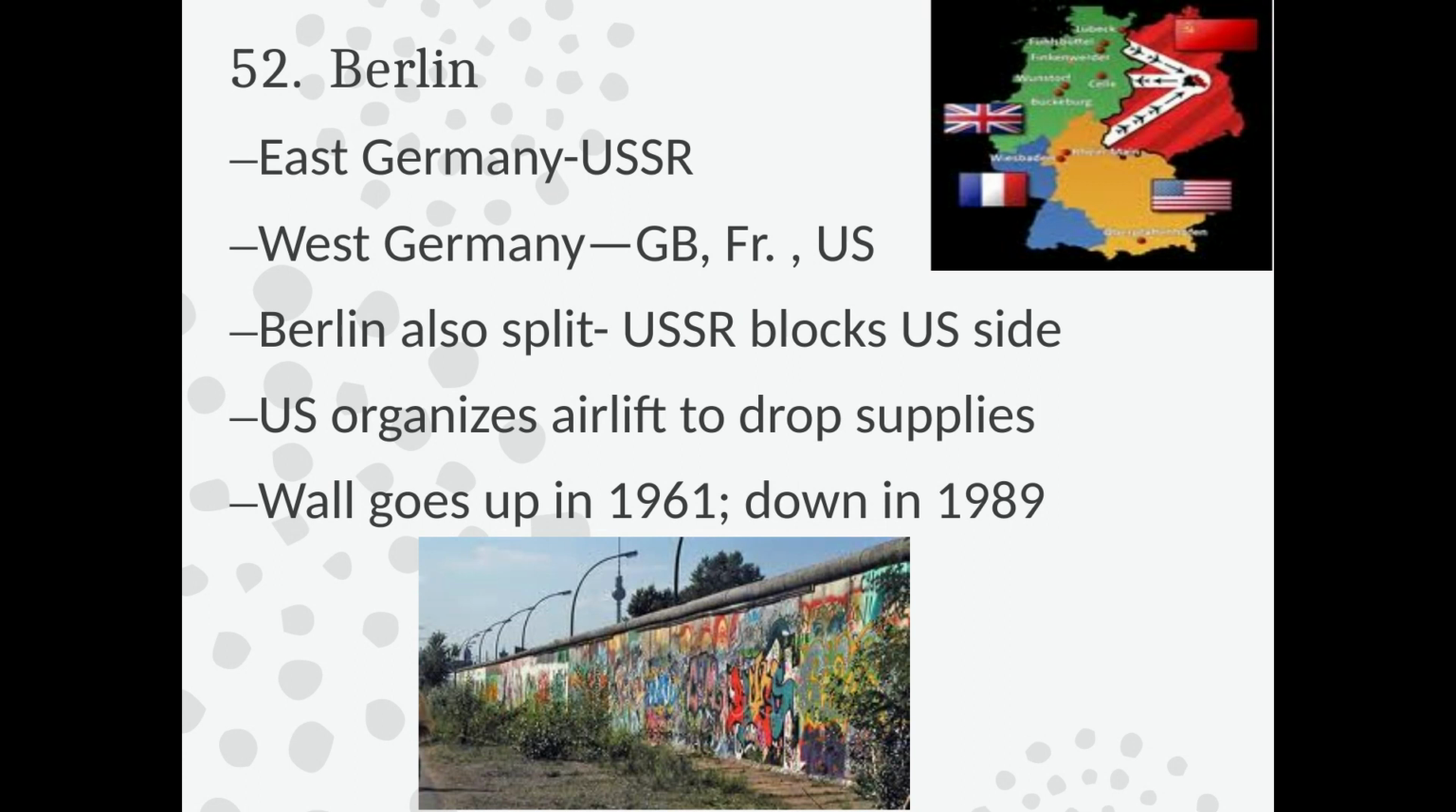Shortly after World War II had ended, the Soviets tried to get the United States and its allies to back out of Berlin, which was also split after World War II. So the way they do that is to blockade Berlin. The U.S. is going to organize an airlift and drop supplies into the city of Berlin. This would eventually put an end to the blockade that the Soviets had put up. In 1961, the Berlin Wall goes up, mainly to keep East Germans from defecting into West Germany. It came down in 1989.